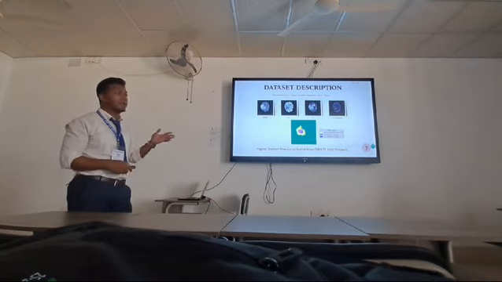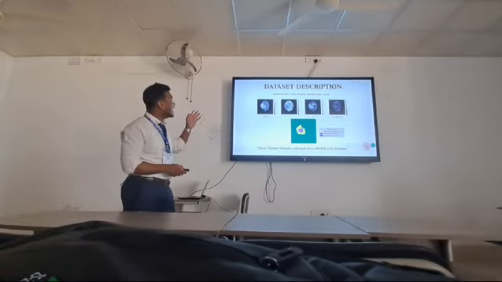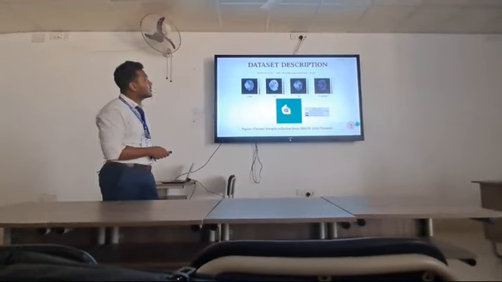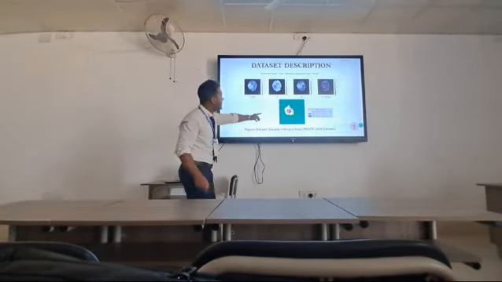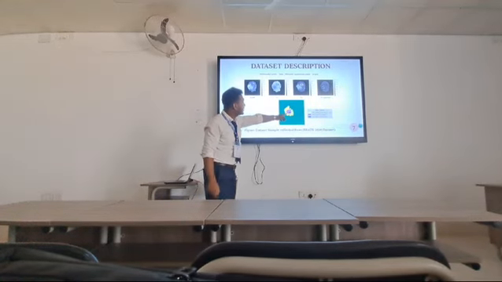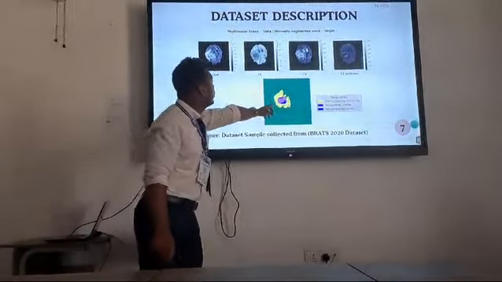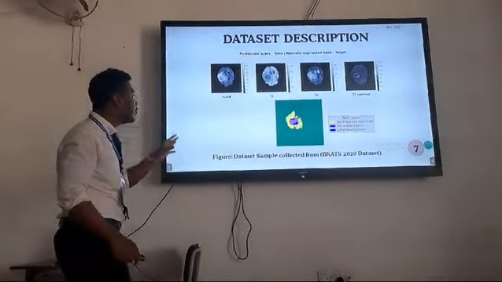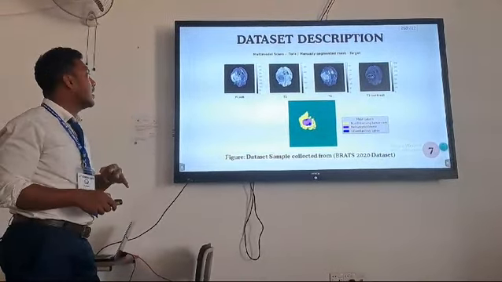So this is the dataset description. We have collected our dataset from Kaggle. These are MRI images. This one is FLAIR, this one is T1, and the other two are T2 and T1 contrast. Here you can see the non-enhancing tumor core, the peritumoral edema, which is this one, and also the enhancing tumor. These are the tools by which we can understand whether a patient has a brain tumor.